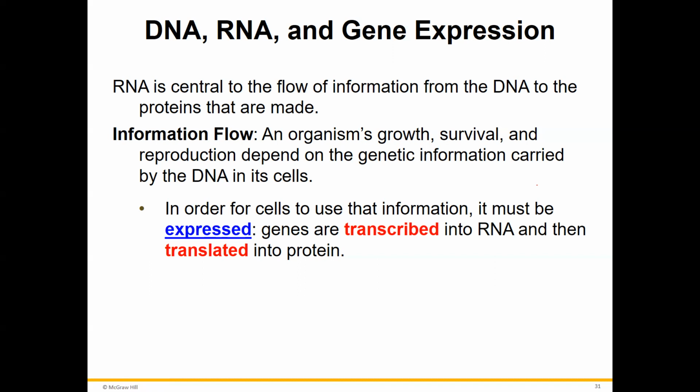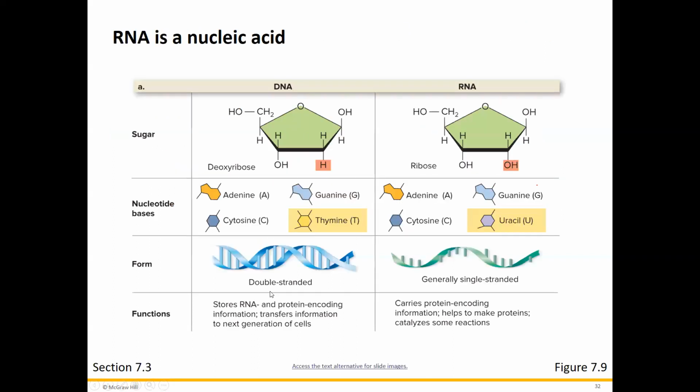So in order for cells to use the information that DNA has, it must be expressed. And when genes are expressed, they become reality. They become the protein that your body needs. So we're going to express our gene, and that means it has to be transcribed and then translated into the protein.